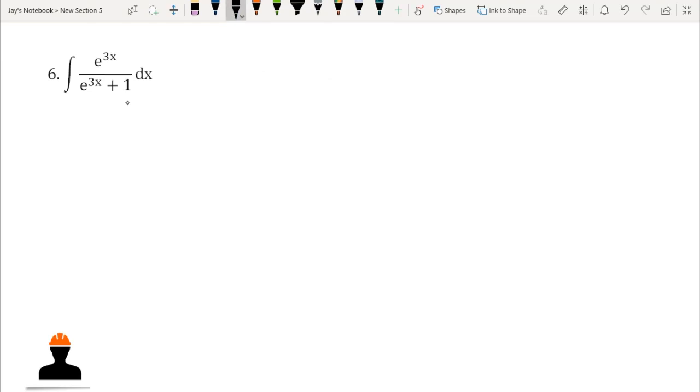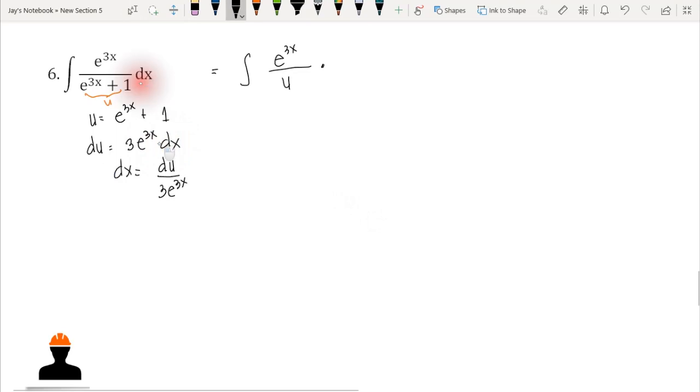So what we're going to do here is apply the natural logarithm, or the exponential form. Now, in this case, our u is equal to e raised to 3x plus 1, and our du here should be 3e raised to 3x dx. So if we change this function of x into a function of u, we copy e raised to 3x over u, times our dx. Our dx here could be derived using this expression, dx equal to du over 3e raised to 3x. So we substitute dx here as du over 3e raised to 3x.